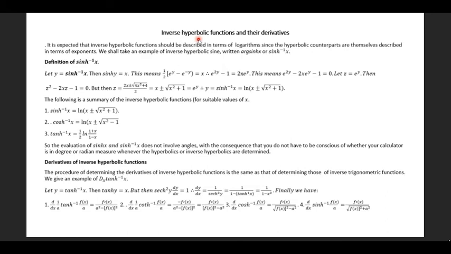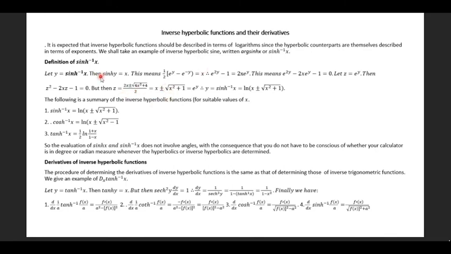you know. For instance, hyperbolic sine is half into e to the exponent x minus e to the exponent minus x. Hyperbolic cosine is half into e to the exponent x plus e to the exponent minus x. Hyperbolic tangent is e to the exponent x minus e to the exponent minus x divided by e to the exponent x plus e to the exponent minus x. So in other words, all of these hyperbolic functions are described in terms of exponents. So we should expect that their inverses would be defined in terms of logarithms.